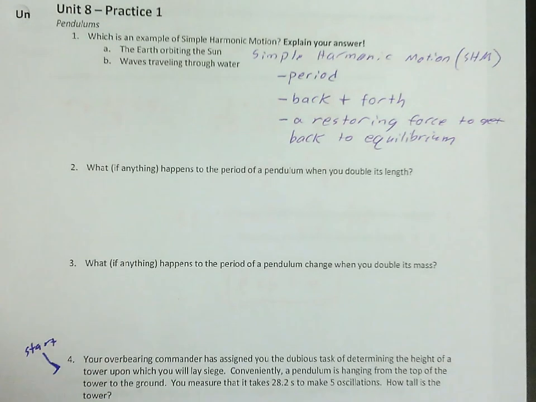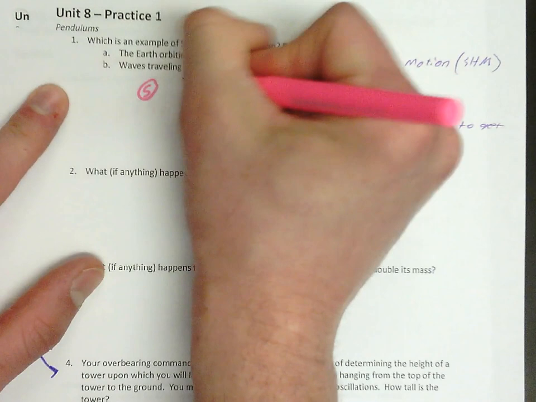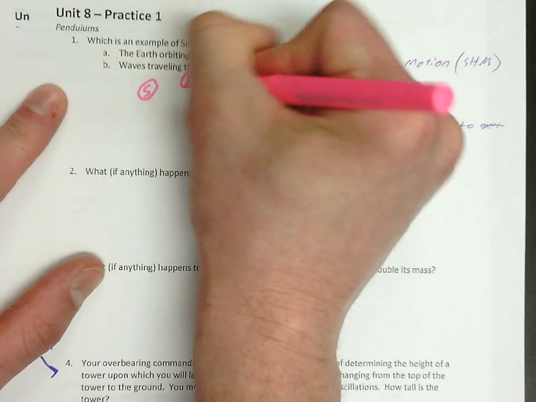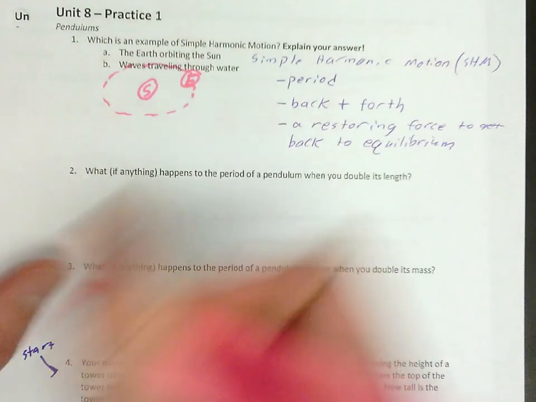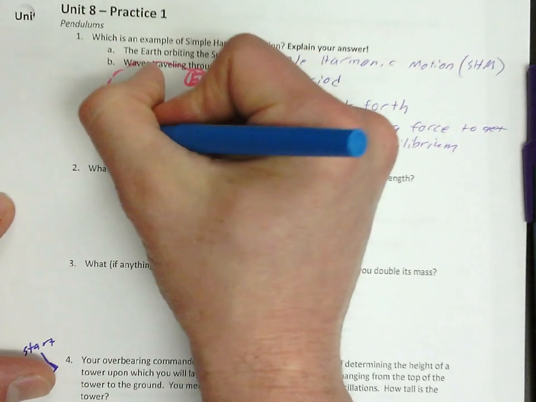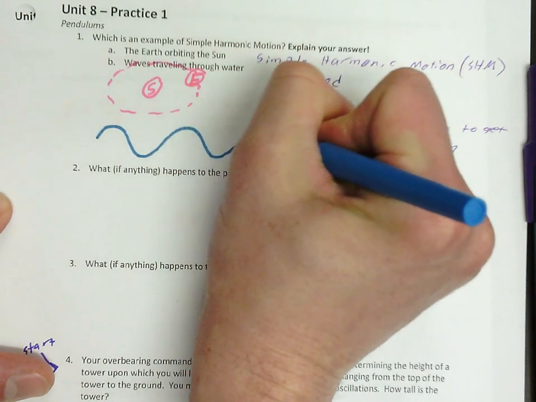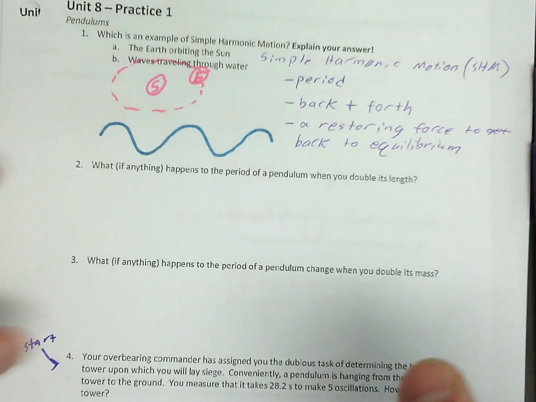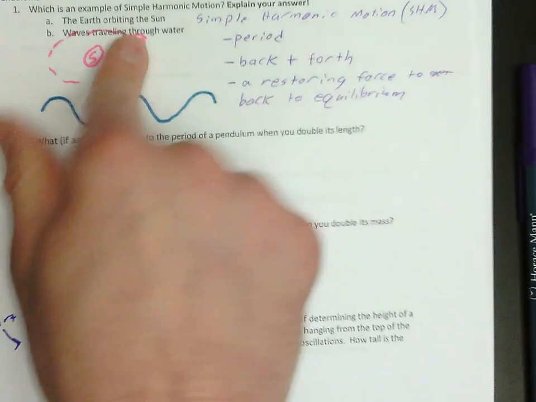Okay, so two examples. The first one is the Earth orbiting the sun. And the second example are water waves. Okay. All right. So all we do for this is we ask ourselves for each of these, are they that?